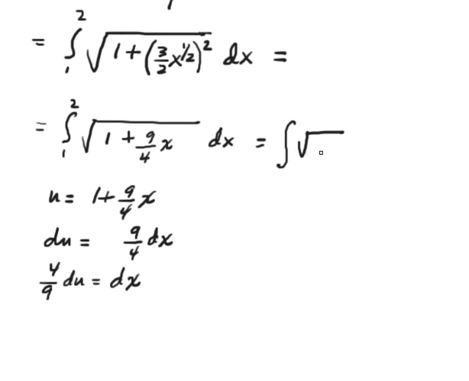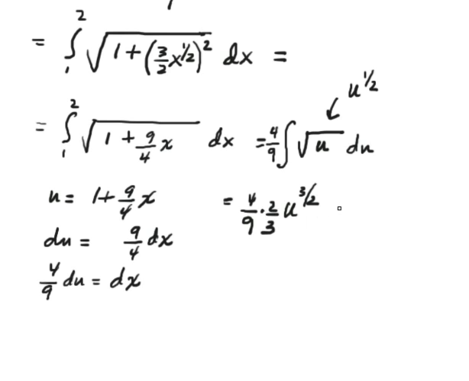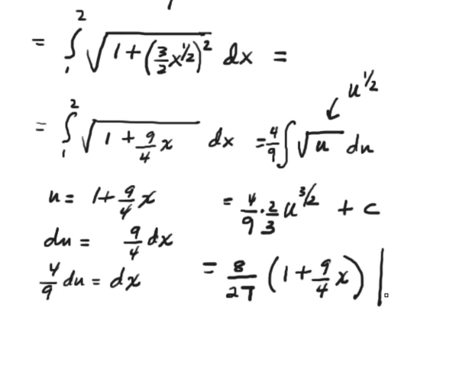So here we have the square root of u, and dx, that's 4/9 du. So we're just going to do a power rule. This is u to the 1/2. Add 1, we have u to the 3/2. Divide by 3/2 or multiply by 2/3. So there we have 8 over 27. And u is 1 plus 9/4 x. And now I'm putting the limits back. We're going to evaluate between 1 and 2.